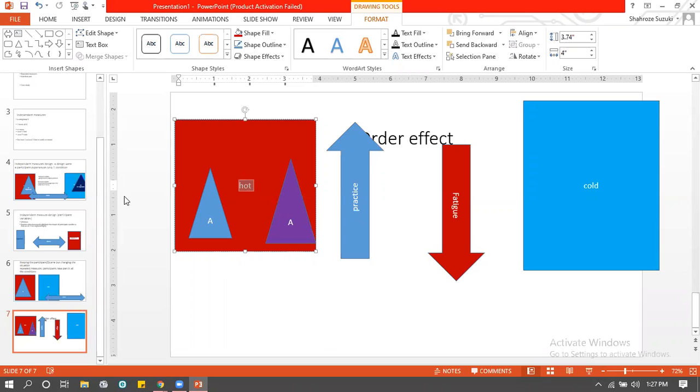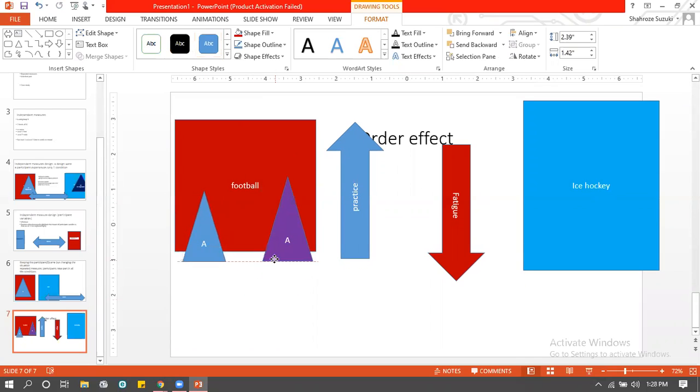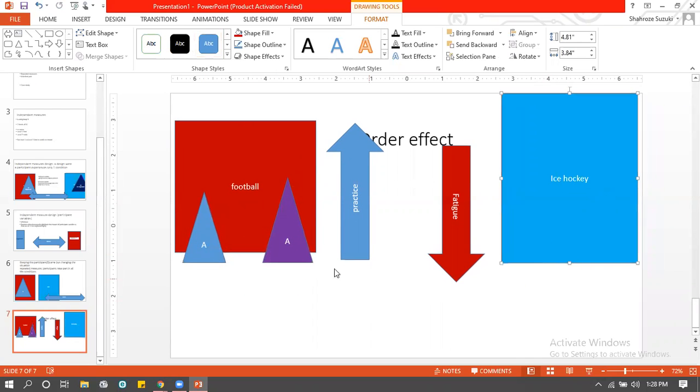Let's suppose we are doing it this way. Football and ice hockey. These are two athletes, right? And we want to know how they perform in football and ice hockey.